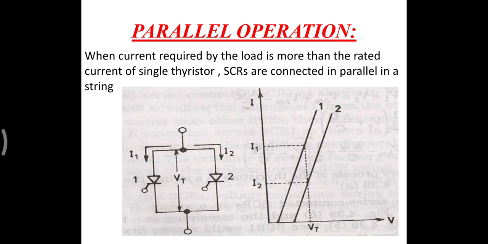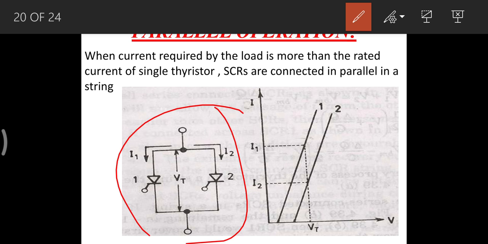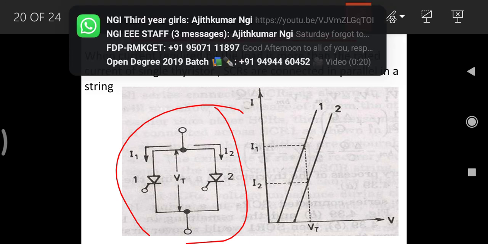Next, parallel operation. See here, this is the circuit diagram shown for parallel connection of the SCR. We already discussed why we connect SCRs in parallel: to achieve the required current by the load. To acquire the required current, we have to connect the SCRs in parallel.